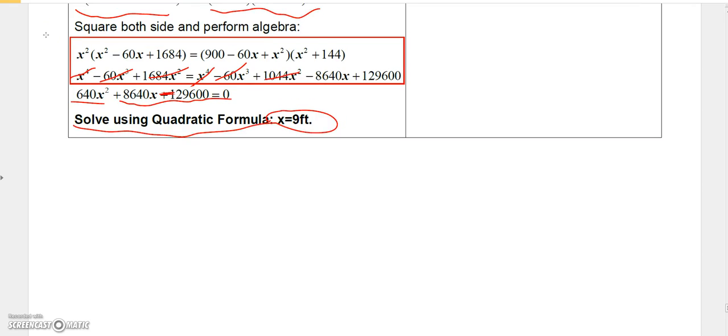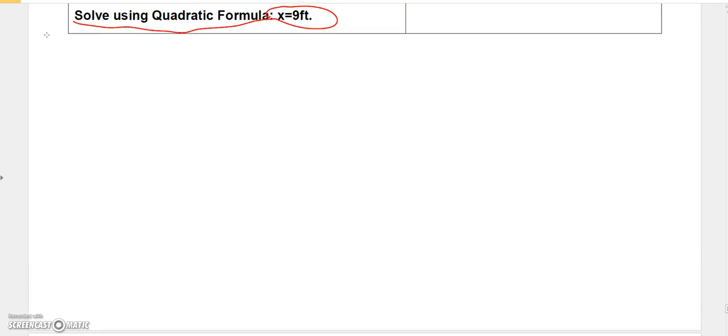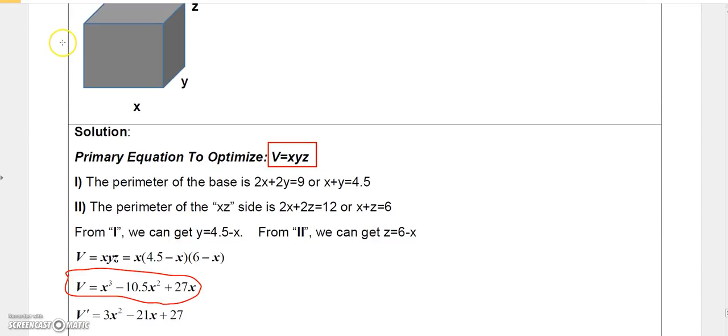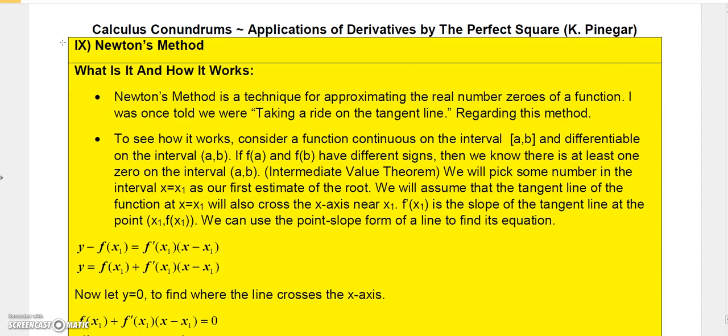Now in the next video we're going to look at Newton's method. I've already worked that problem, so let me scroll past it. So in the next video we're going to talk about Newton's method. So if you need to learn about Newton's method, then be sure and see the next video.